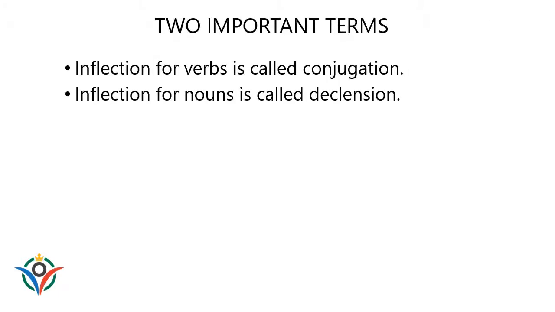Let me quickly introduce you to two important terms that have to do with inflection. Remember that inflection refers to the spelling changes that words undergo to show their grammatical function in a sentence. So when we are speaking about the spelling changes with regard to verbs, we refer to that as conjugation. And when we are speaking about the spelling changes that Greek nouns undergo, we refer to that as declension. So let's practice conjugating a verb together.